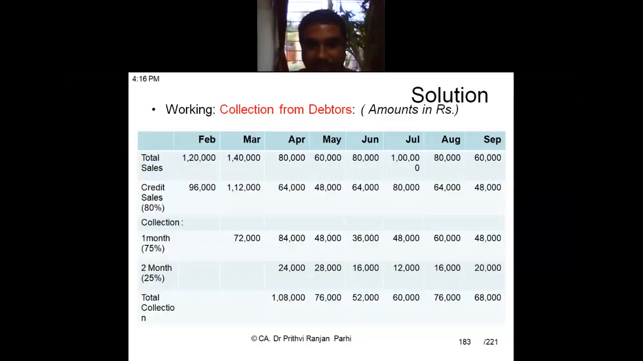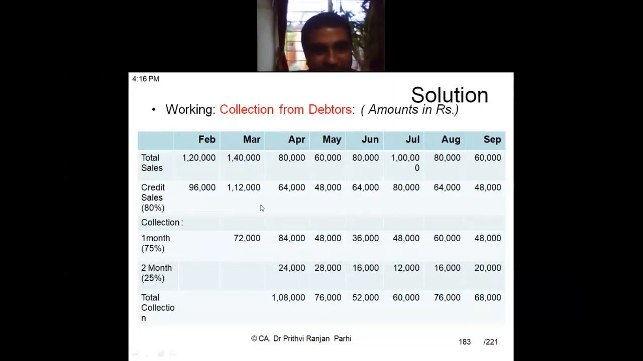Are you getting this? Let me complete the second part a bit. What the question says, you see, this is the credit sale, right? From the credit sale, 75% of the credit sale will be collected in the next month. So 75% of this 72,000 is collected in the next month. And the remaining, another 25%, is collected in the second month. Second month means after one month, another 24,000 is collected after two months.